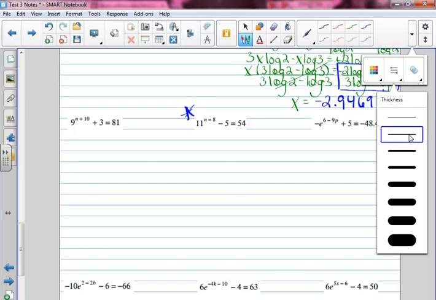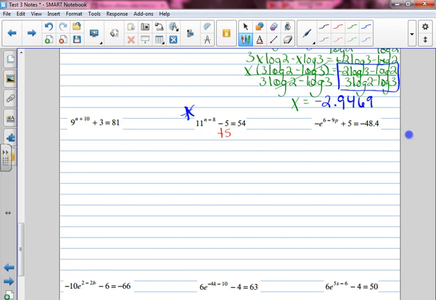The first thing you must do is isolate the exponential. It's not isolated right now. So you need to isolate it. In order to do that, you need to add 5 on both sides. So 11 to the n minus 8 power equals 54 plus 5, which is 59.